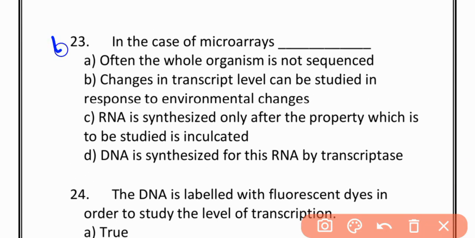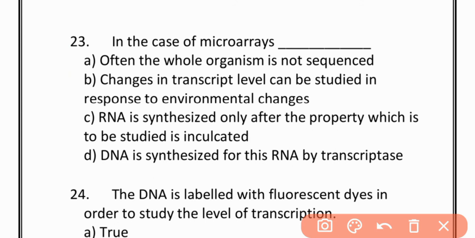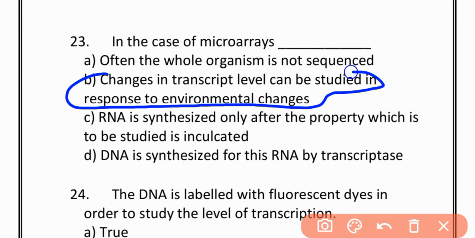MCQs number 23. In the case of macroarrays, A. often the whole organism is not sequenced. B. Changes in transcript level can be studied in response to environmental changes. C. RNA is synthesized only after property which is to be studied in incubator. D. DNA is synthesized from this RNA by transcriptase. The correct option is option B. Changes in transcript level can be studied in response to the environmental changes.